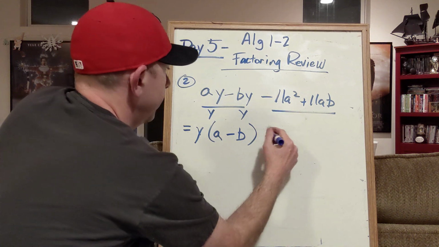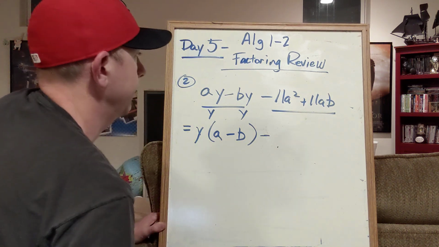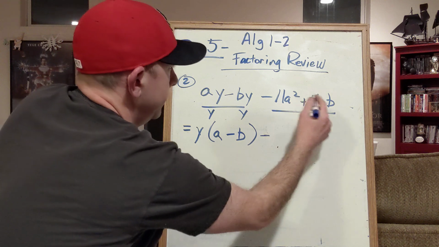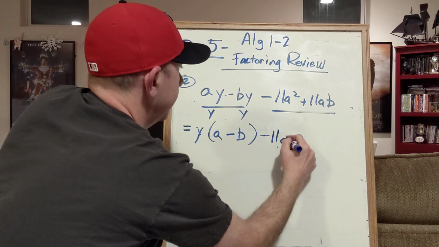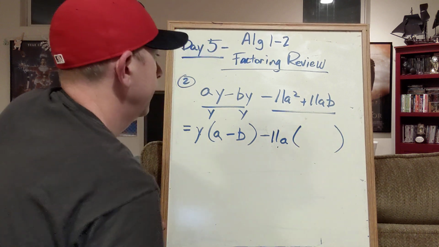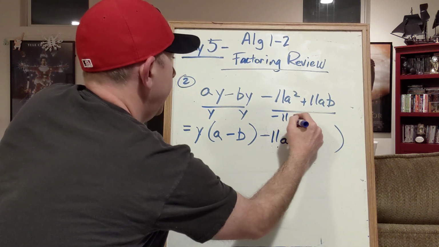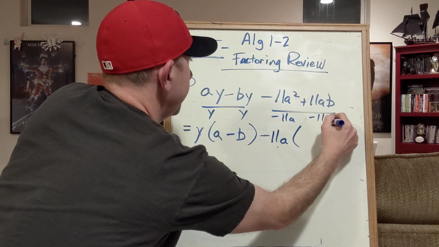All right, so now we go to this. When we have a negative in the middle, we're probably going to factor out a negative here. And these, they have 11 in common, and they also have a squared and a, so they can take the lowest, so the a in common. So we're going to divide by 11a into both, negative 11a.